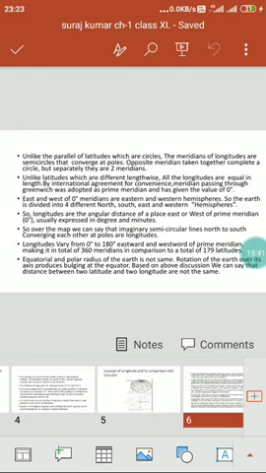The distance between two longitudes is farthest near the equator, and as they move towards the respective northern and southern poles, the distance between the two longitudes decreases.